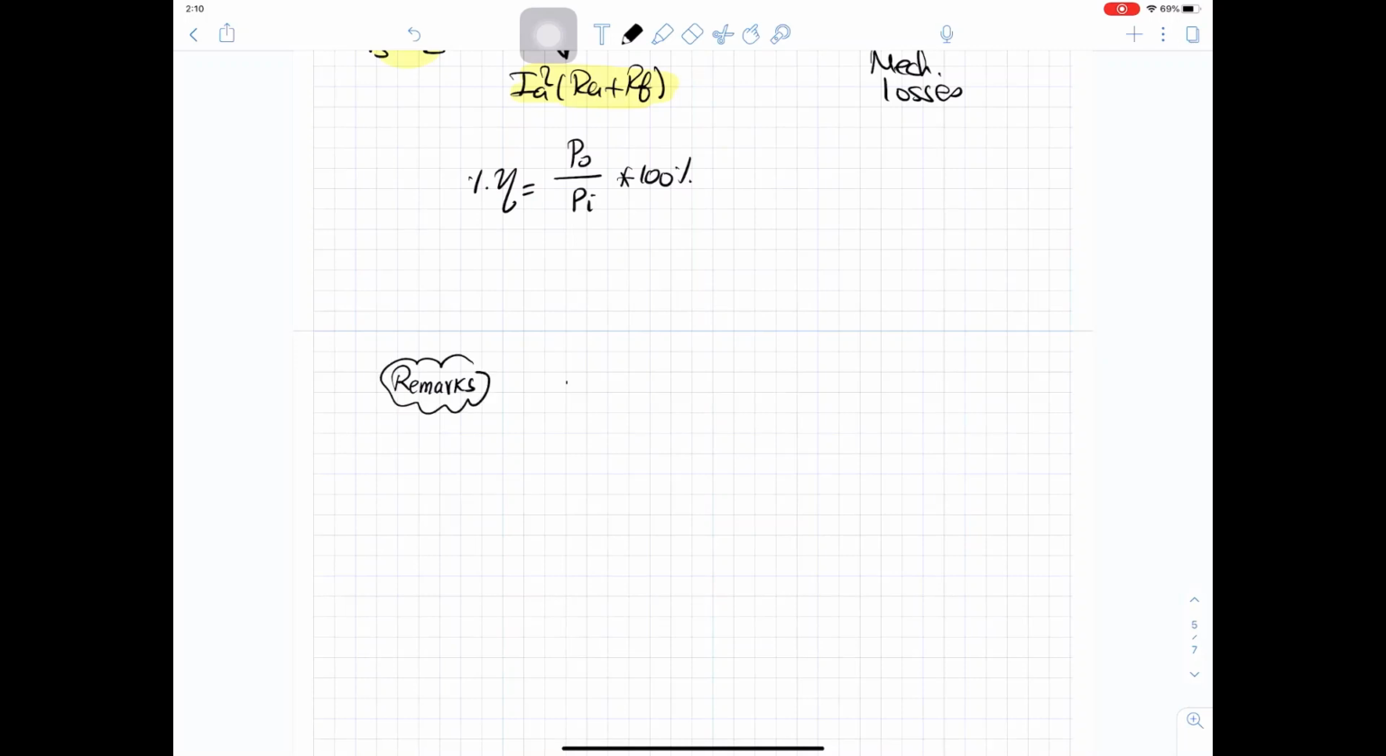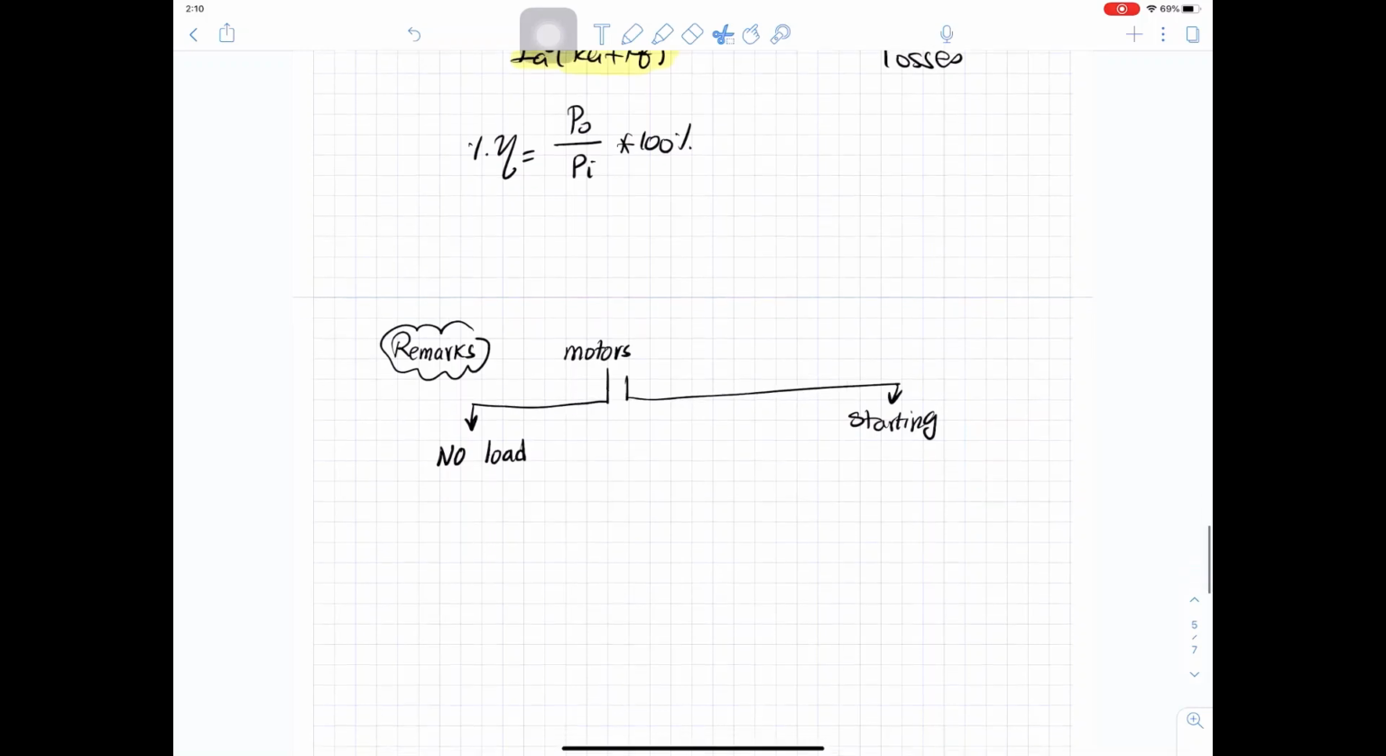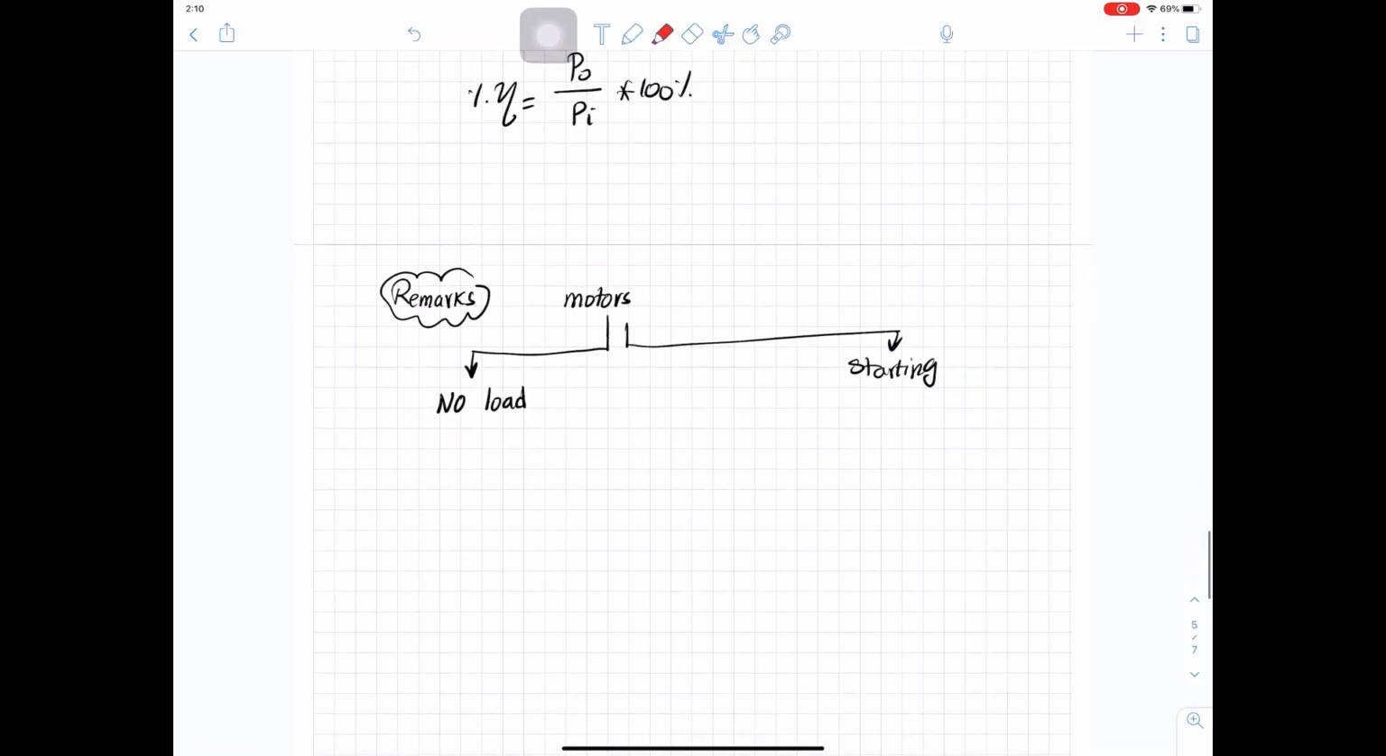In the operation of motors, we have two important operating points. One point is called no load, and the second point is called starting. These two operating conditions are very important: the no load operating condition and the starting condition. So let's start with the starting case.